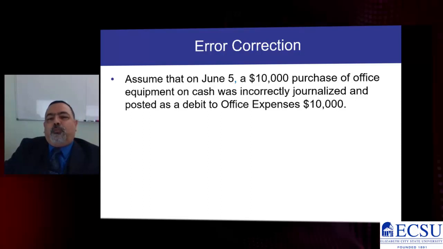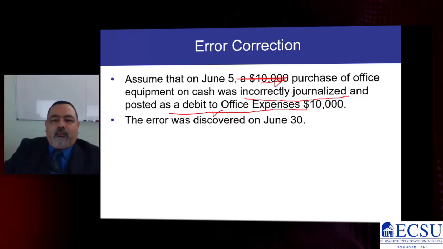Let's assume that on June 5, a $10,000 purchase of equipment was made on cash, and it was incorrectly journalized and posted as a debit to office expense. Now, this is an error of principle, because your purchase of office equipment is an asset, and you're supposed to debit the asset, because an asset will be carried forward and depreciated. Now, if you charge the expense, you're going to reduce the income and therefore maybe pay less tax. At the same time, if you don't show $10,000 of assets, your financial position will be shown as weaker than what it was. So there are pluses and minuses of doing that, but the matter of fact is that we have violated GAAP, generally accepted accounting principles, and we have to make a correction of that.